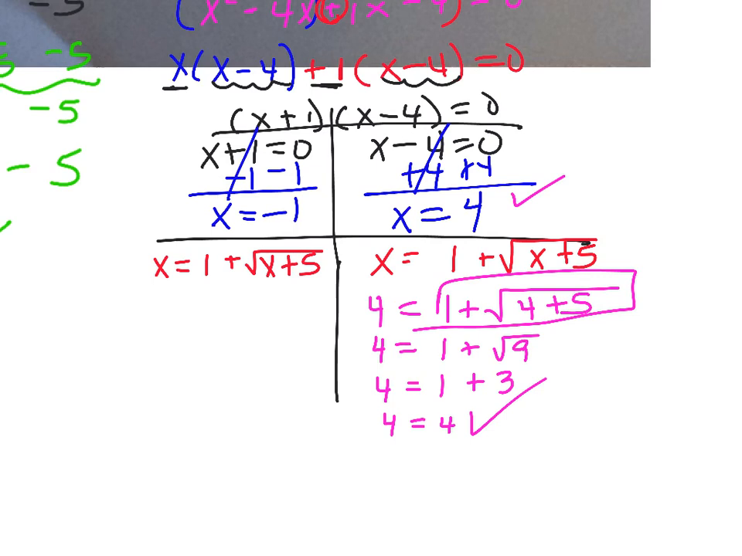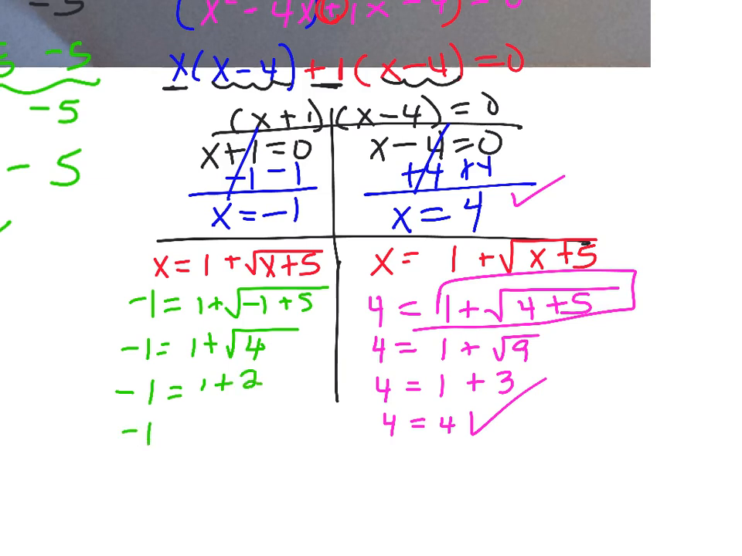All right, now we're going to try negative 1. Plug in negative 1 for x. Negative 1 equals 1 plus the square root of x plus 5. Negative 1 equals 1 plus the square root of 4, since negative 1 plus 5 is 4. So it's negative 1 equals 1 plus the square root of 4, which is 2. 1 plus 2 is 3. This does not work, so make sure you cross this out.